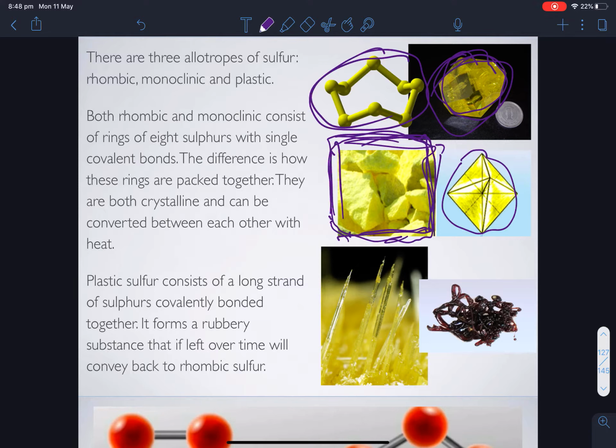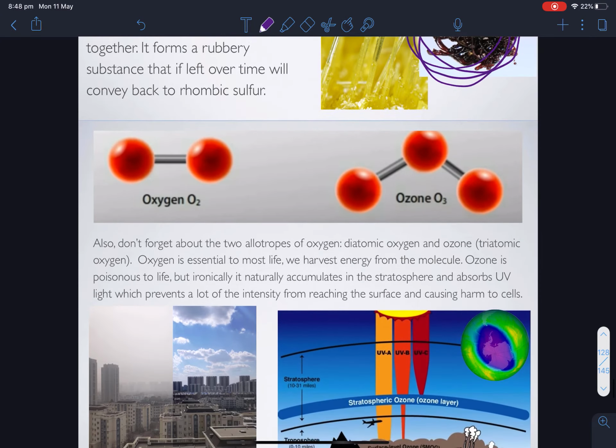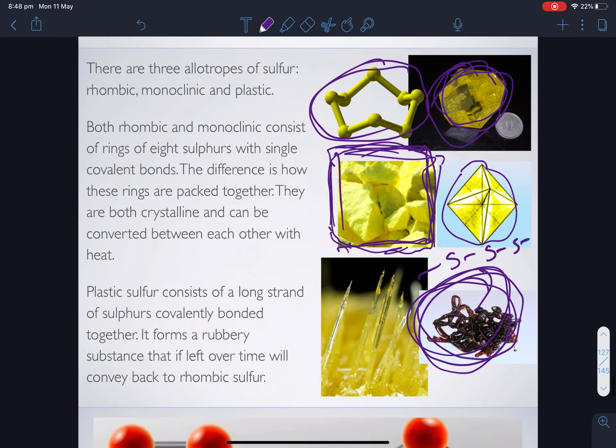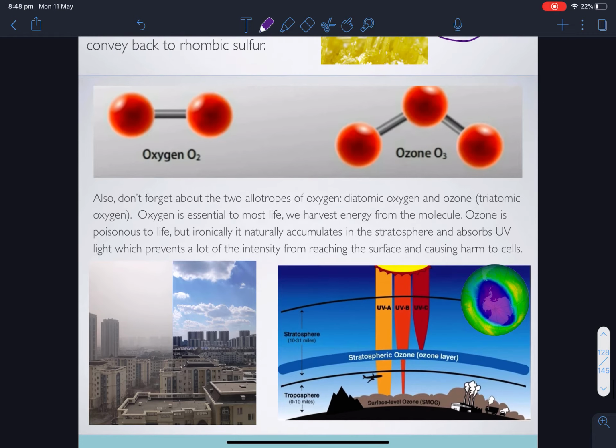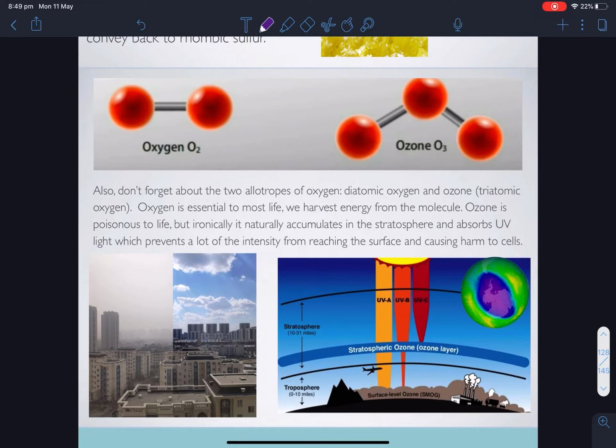Anyway, you've also got plastic sulfur, and it consists of long strands of sulfurs covalently bonded together. So like that kind of thing happening. It forms a rubbery substance that will convert back to rhombic, but it looks like this. It's not very pleasant. It's a bit stinky. All sulfur's a bit stinky, but from memory, plastic's a bit more stinky. 3 allotropes of sulfur. And don't forget, the last example that I've got here is oxygen. Don't forget that you've got O2 and O3.